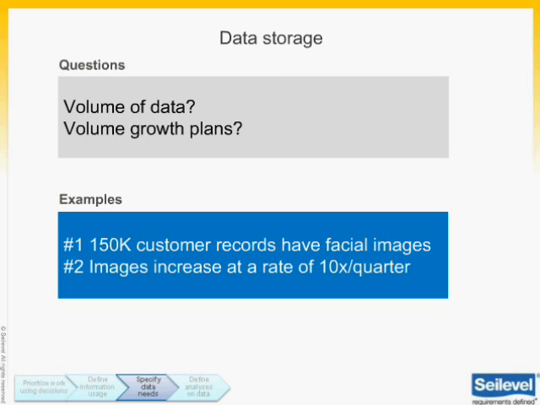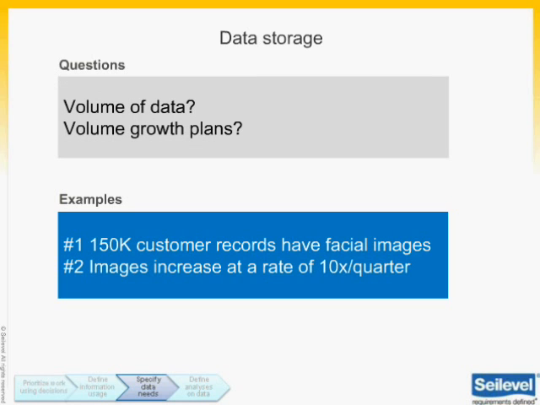So again, in our example, we might initially only have 150,000 customer records that have known facial images associated with them, but obviously we're expecting that to grow, so maybe we're predicting a 10x growth rate per quarter. So we need to let people know that who are designing these systems. And then maybe it's something like over time we're going to get additional images of each customer, so we want to store up to 5 of those, but not more than that. So we take the 5 most recent images of a person.